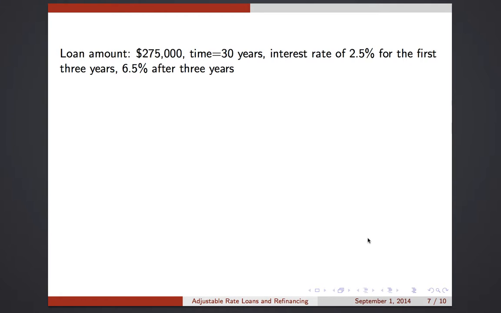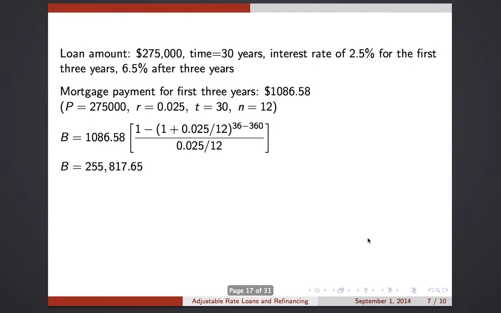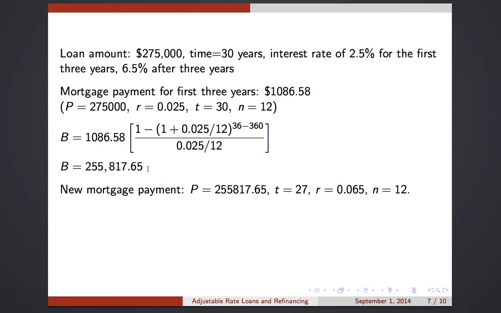So in these slides, which are on Moodle, I've done the work by hand. So here's their initial payment amount, and that's based on 275 grand for 30 years, APR of 2.5%. And with that payment amount, you can figure out how much they still owe after 3 years. They still owe quite a bit. Okay, they've reduced 275 down to 256 or so. Once you know that remaining balance, then your new mortgage payment will be based off of a principal of 256 grand, a time period of 27 years, and an APR of 6.5%. And when I plug those numbers into the formula, I get this as a mortgage payment.